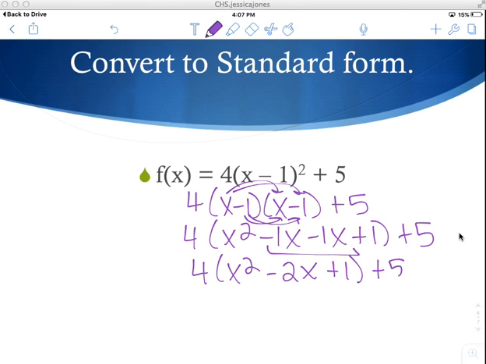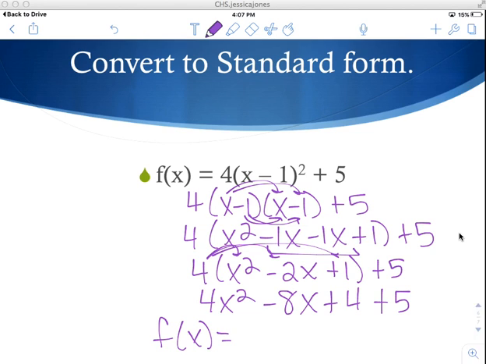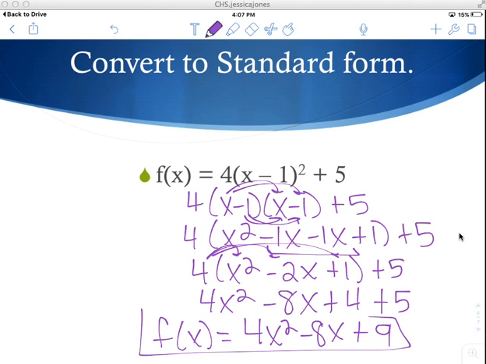And then remember, you have to distribute before you add that 5. So 4 times x squared is 4x squared. 4 times negative 2x is negative 8x. And 4 times 1 is 4. Your very last step is to add 4 and 5 to get a final answer of 4x squared minus 8x plus 9. We started with vertex form. We're ending in standard form.